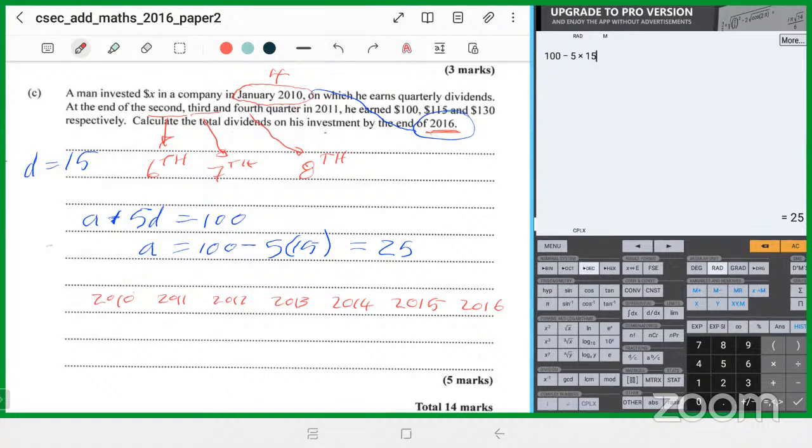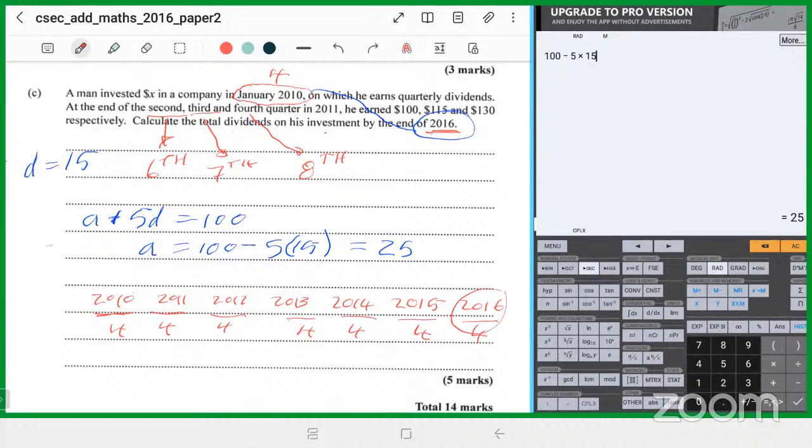When you're subtracting, you're not including the one that you're subtracting. So you have to be careful. This is actually 7 years of payment because you have to include the 2010. So he did it for 7 years. These are all 4 quarters. Each year, you get dividends for 4 quarters.